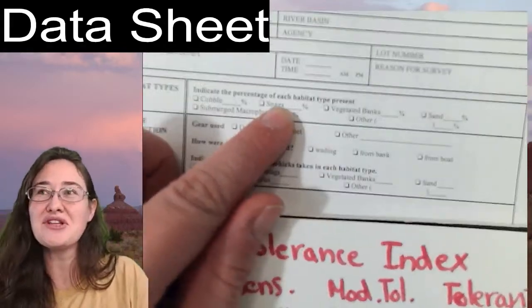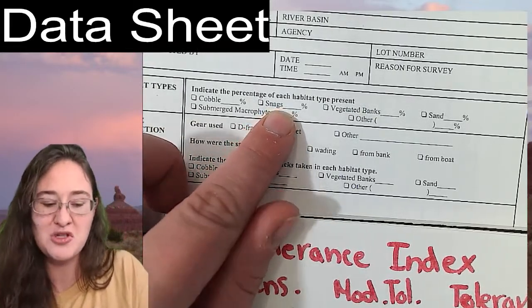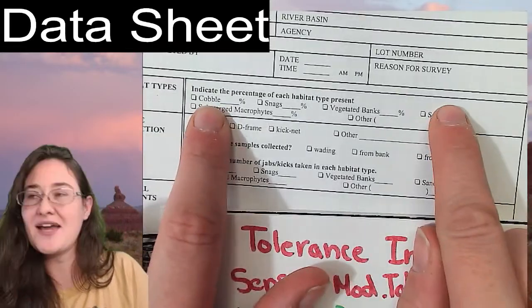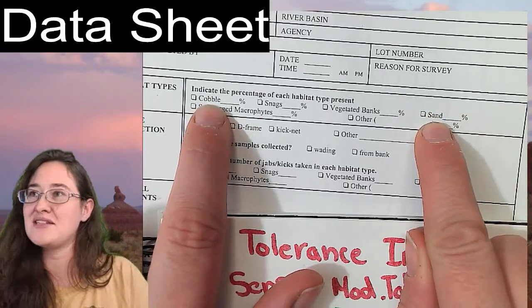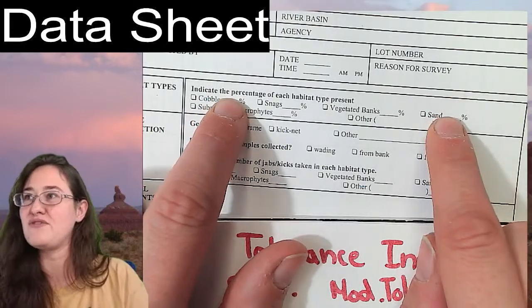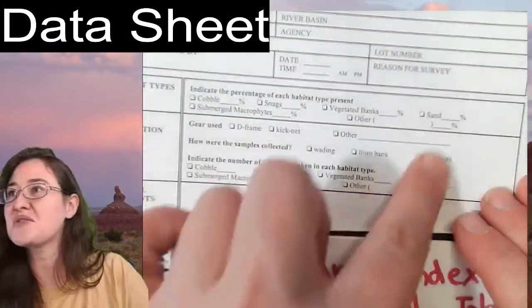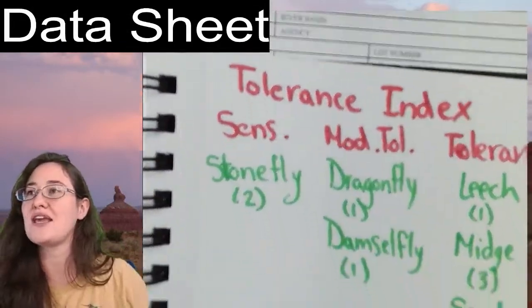Snags, I generally are in the 10 to 25% range is where you're expected to see it. I always imagine cobble and sand next to each other. It's either like 75 and 25 or 50-50. Those are kind of substrate types. But you're just trying to give information about it.